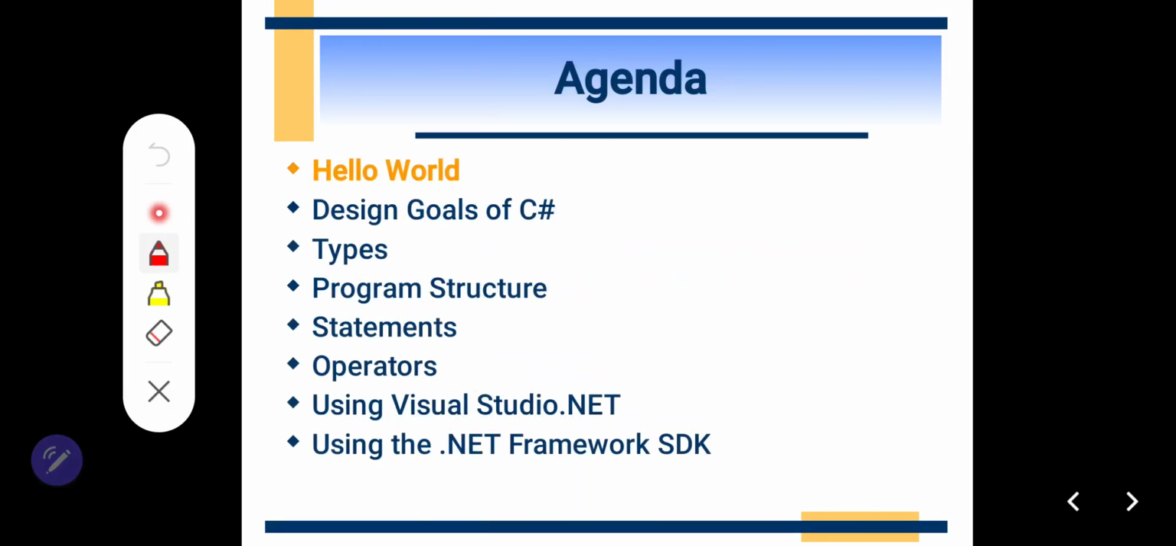Agenda. Here is the agenda that I will show you, starting from Hello World, design goals of C#, types, program structure, statements, operators, using Visual Studio.NET, and using the .NET Framework SDK. And today we just learn two agenda items: Hello World and design goals of C#.